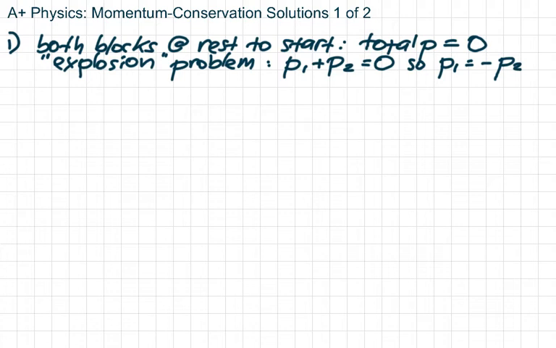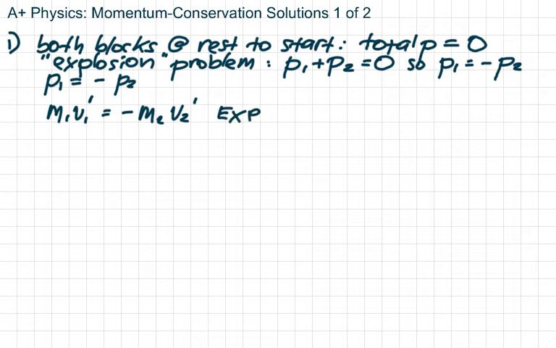We know that P equals mv, so m1v1 equals negative m2v2. Now they're not moving before the spring is released, so we're talking after the spring is released. So there's the prime on that equation. So yeah, that's the formula for explosion problems. And they're not literally exploding. It's not like some kind of explosive one-off, but it's the same effect.